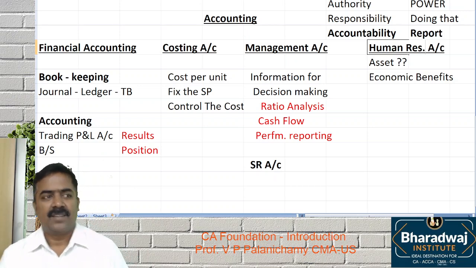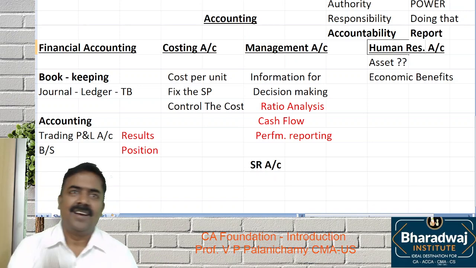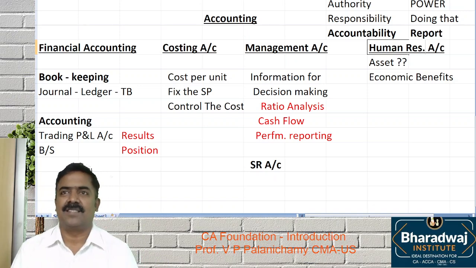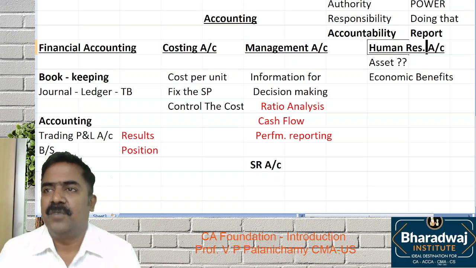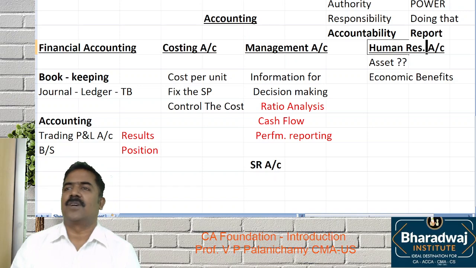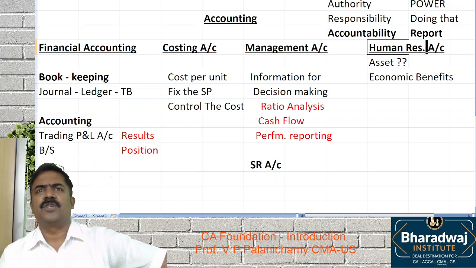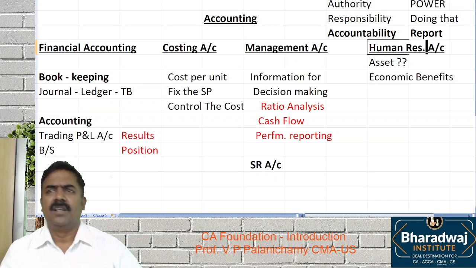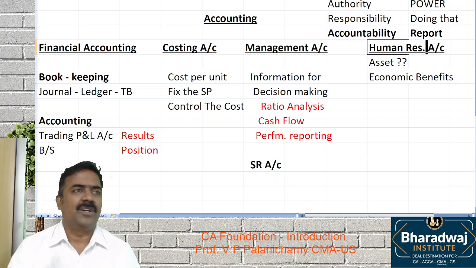This laptop, this projector or this chair or plant machine, we show as an asset. So if you can show them as asset, why can't you show human resource also as an asset? You say land and building have future economic benefits, so they are assets. Human resource, you are working in a company, you are giving benefits to the company. Why can't you show it as an asset?